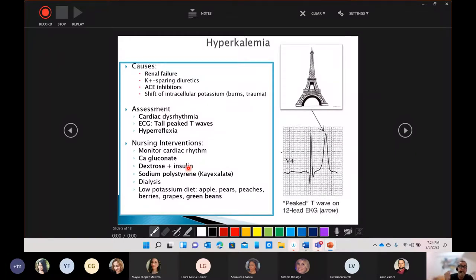You need to administer the insulin together with dextrose. This is clear, but it is a continuous dripping. It's not a definitive solution. If this dripping is stopped, the potassium returns to the blood. So the last step is when the sodium polystyrene is administered.